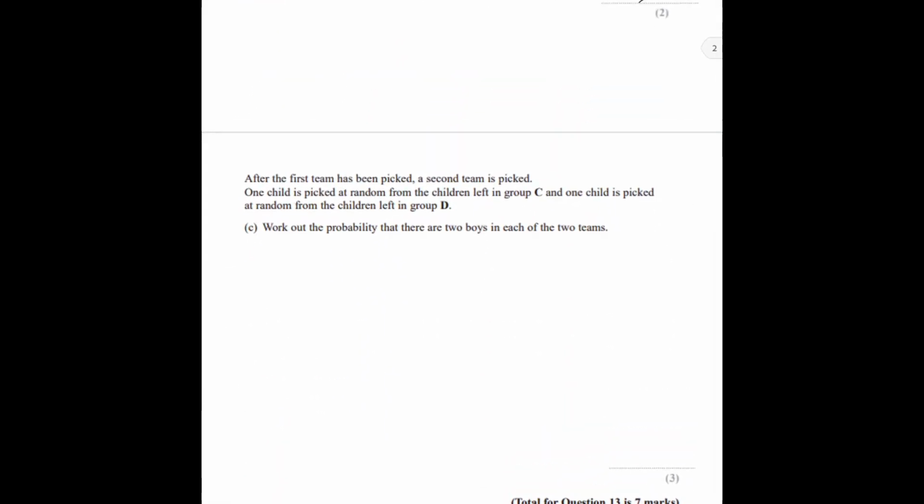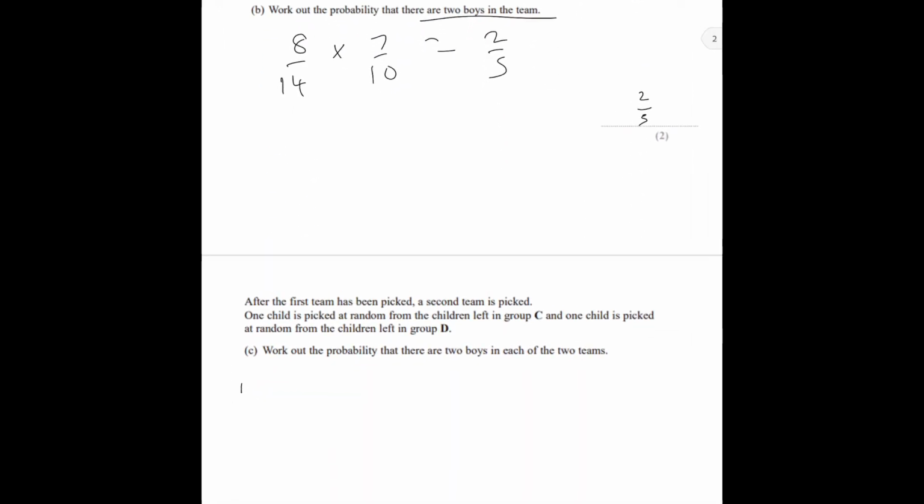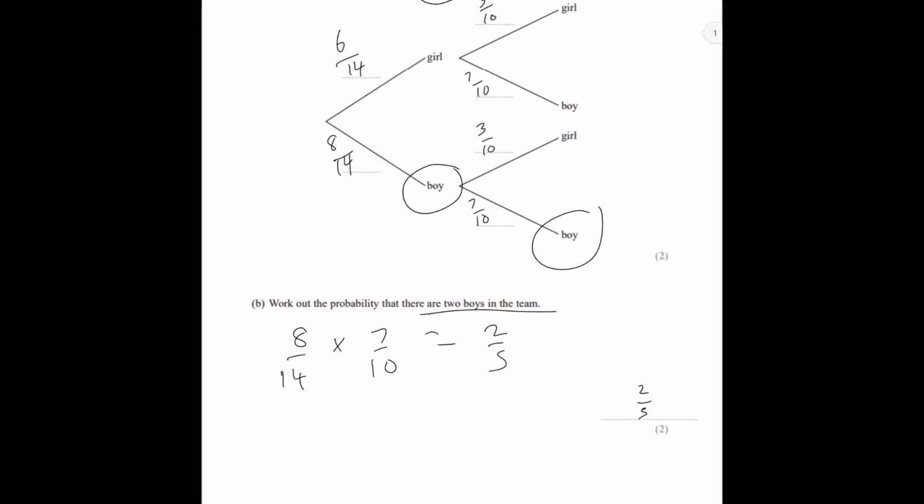Now the next question: after the first team has been picked, a second team is picked. One child is picked at random from the children left in Group C, and one child is picked at random from the children left in Group D. Work out the probability that there are 2 boys in each team. The probability of boy and boy in the first team is 2 by 5, from what we calculated. Now what about the second team?